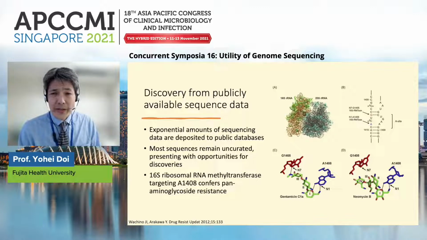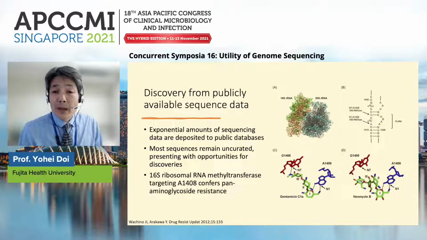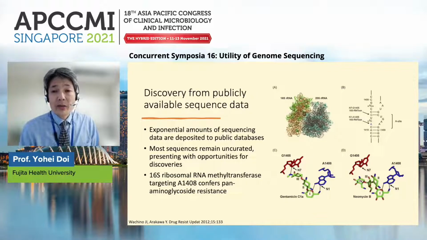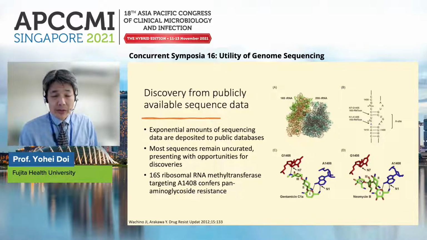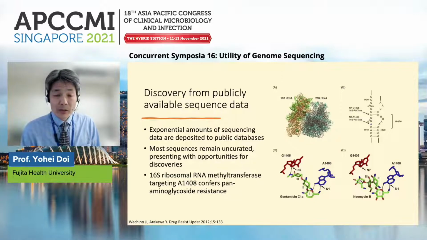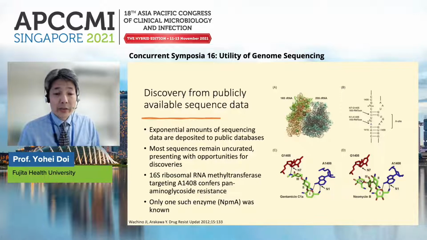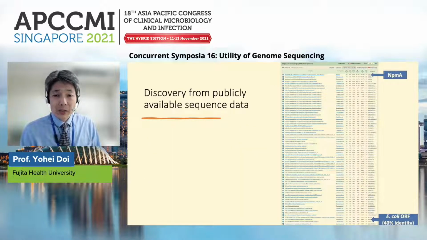So here's a recent work on a gene called NPMB. 16S ribosomal RNA methyltransferases are a group of enzymes that confer high-level resistance to aminoglycosides, and they do so by targeting or methylating specific nucleotides in the 16S ribosomal RNA. Only one such enzyme, called NPMA, was known to modify position 1408, and this discovery was made almost 10 years ago.